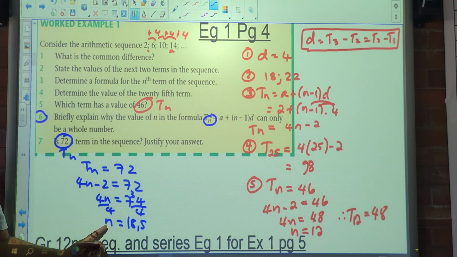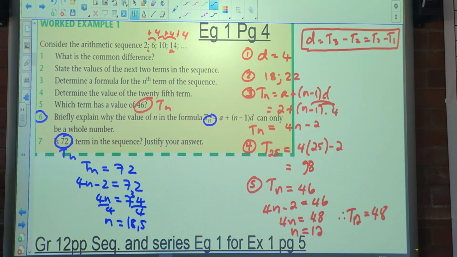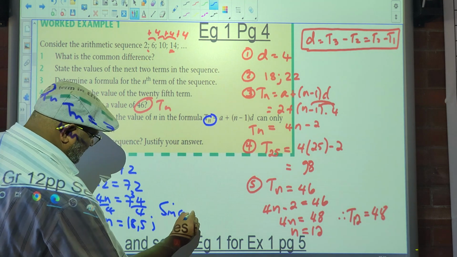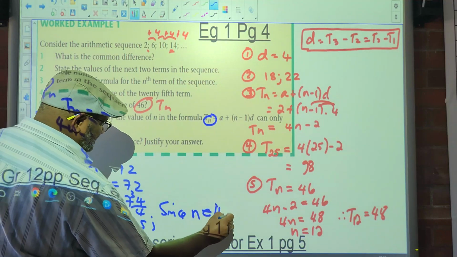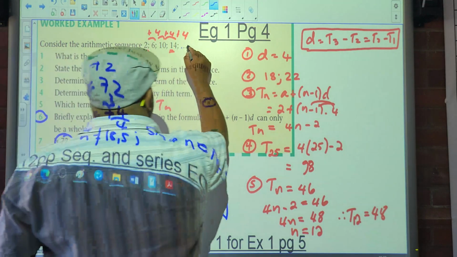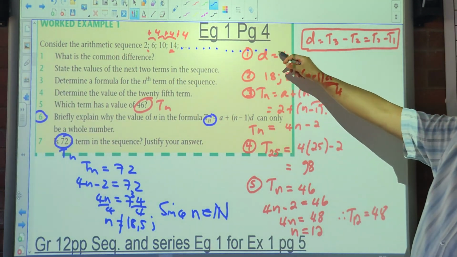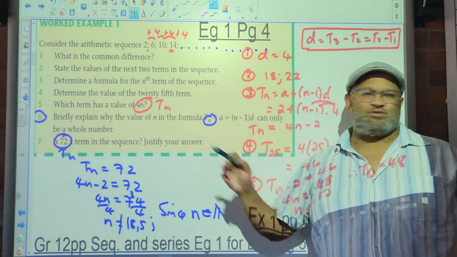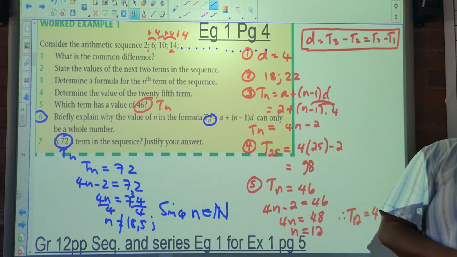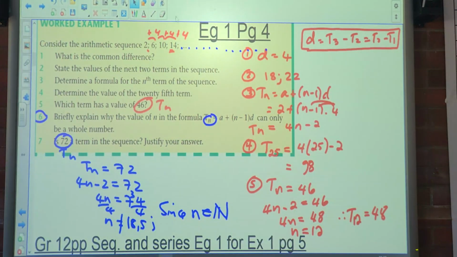So do we have an 18.5 position in this general term? No. So since n has to be an element of natural numbers, therefore that won't be the case. So you can say therefore there's no term in the sequence that is equal to 72. Which in other words, if I extend the sequence, there won't be a term in that sequence which is equal to 72. Does it make sense? Alright. Just let me know when you're confused. Okay.